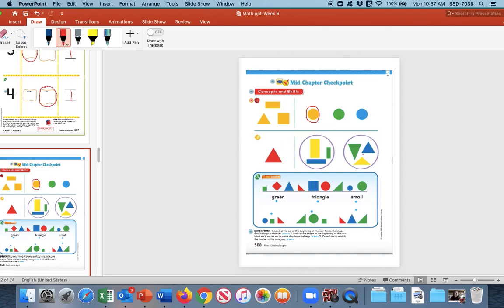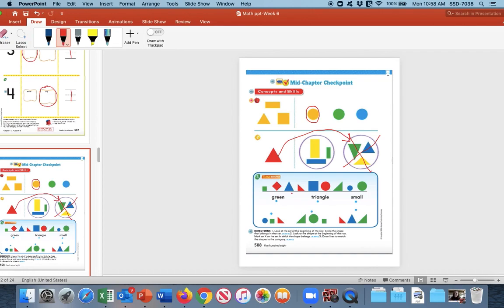If you guessed this group, that is correct. Why? Because they're all the same shape. This is a triangle, and these are triangles. These are not triangles, they are rectangles. So go ahead and put an X on this because that is where this shape belongs over here. And I'm just going to draw a little arrow.